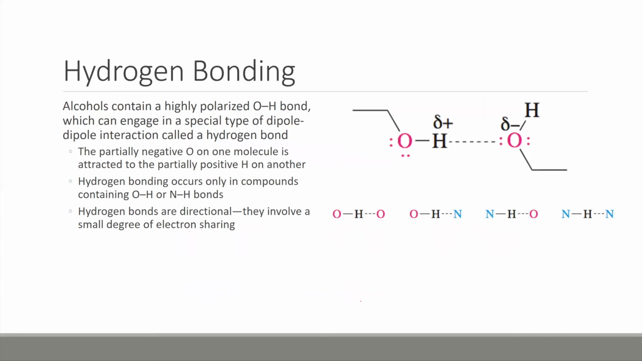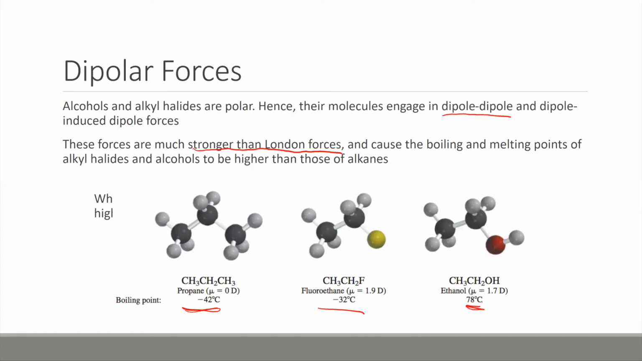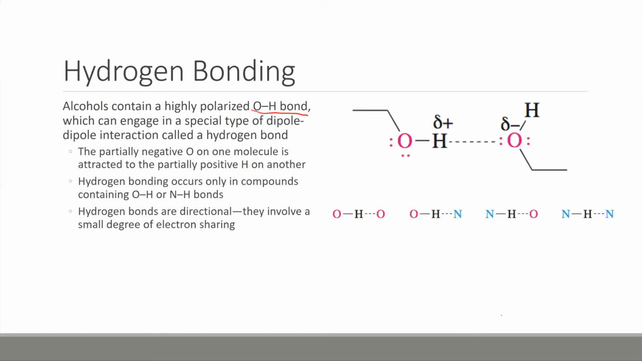Alcohols in particular have a very highly polarized OH bond, and this can engage in a special type of dipole interaction called hydrogen bonding. And that's why, when you look at this difference between ethanol and fluoroethane, ethanol's boiling point is so high, because it has hydrogen bonding occurring.